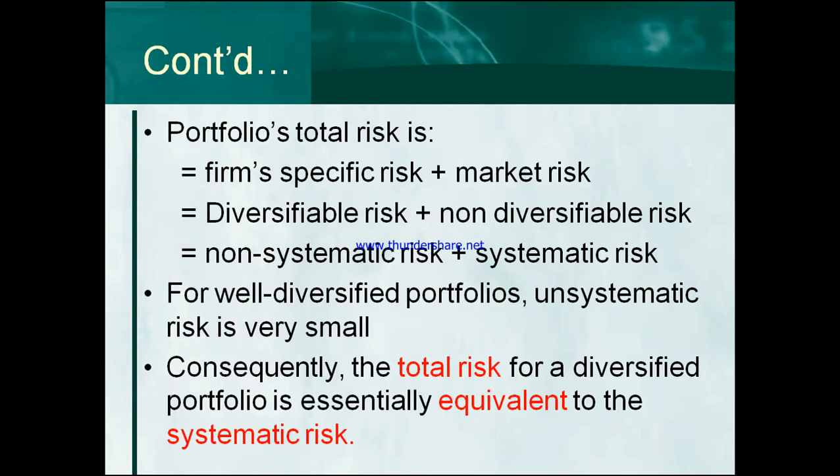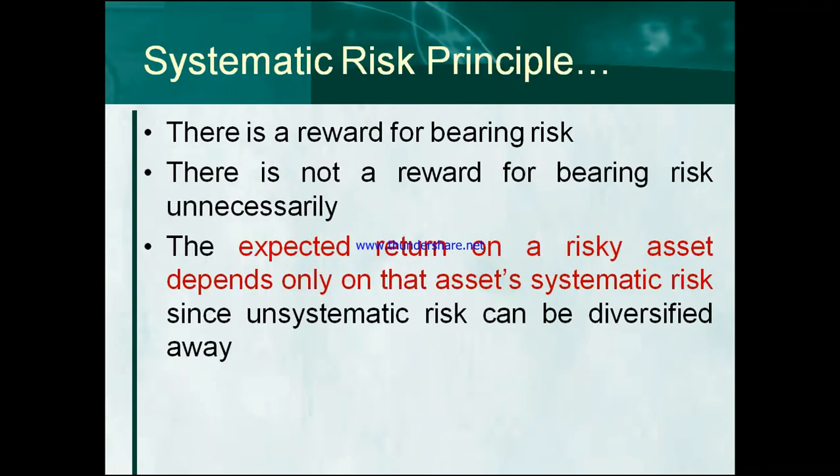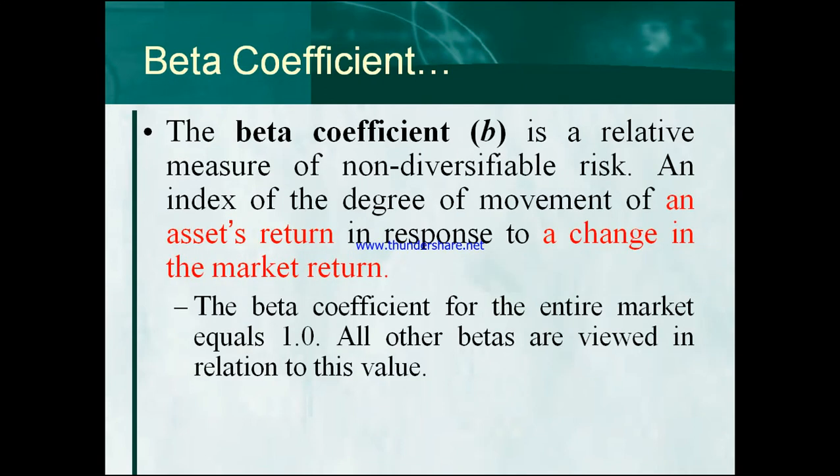A portfolio's total risk is firm-specific risk plus market risk, diversifiable risk plus non-diversifiable risk, non-systematic risk plus systematic risk. Consequently, the total risk of a diversified portfolio is essentially equivalent to the systematic risk. There is a reward for bearing risk. We expect the returns on a risky asset to depend only on the asset's systematic risk, since unsystematic risk can be diversified away.